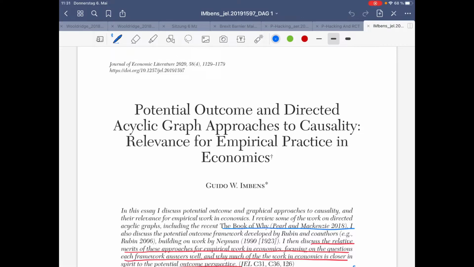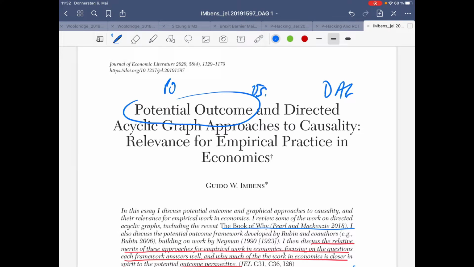Let me share this article from the worldwide renowned economist Guido Imbens with you. It has been published in the Journal of Economic Literature 2020. So it's about a comparison of the potential outcome approach, PO, and the Directed Acyclic Graph approach, or DAG approach.